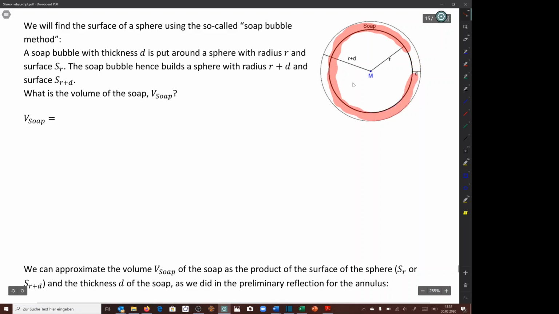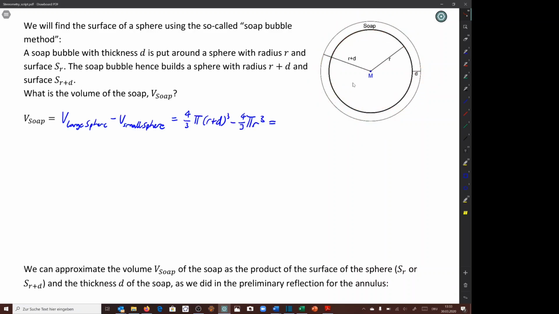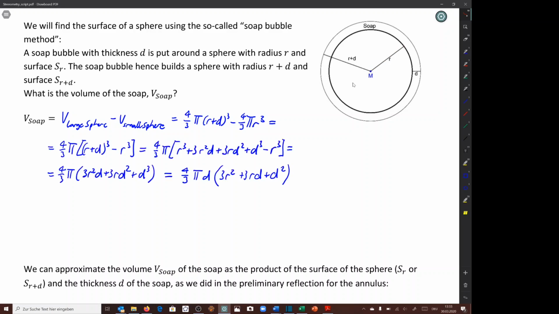Well, it is calculated as the volume of the outer sphere minus the volume of the inner sphere. So 4/3 times pi times this radius r plus d to the power of 3, minus 4/3 times pi times this radius r to the power of 3. Now let us apply some algebraic transformations. First, let us factor out 4/3 pi. We get this expression here.